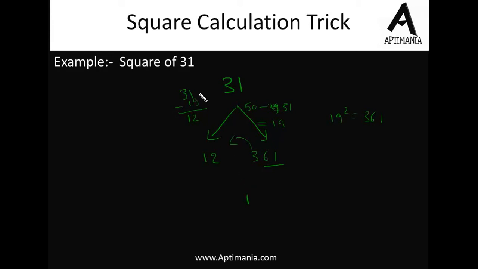Sorry, I think I am mistaken somewhere. 31 minus 19 is 12. Divide by 2, we'll make it 6. Right? And it was 61 over here. Now 6 plus 3 is 9. So 961 is our answer.